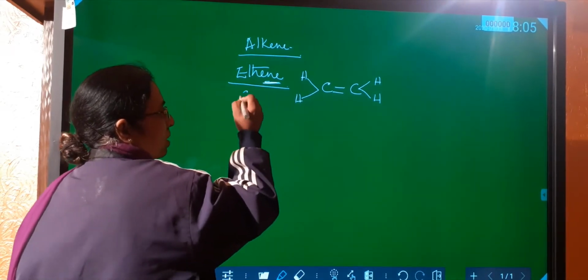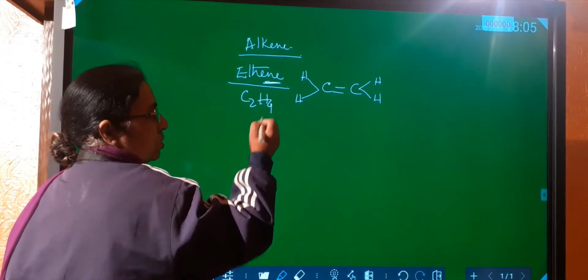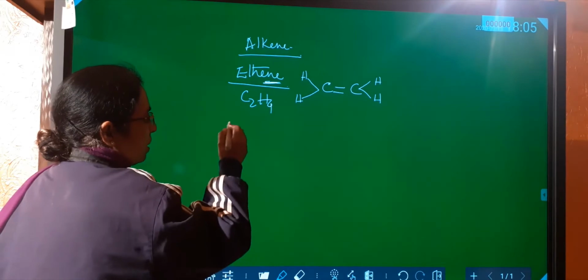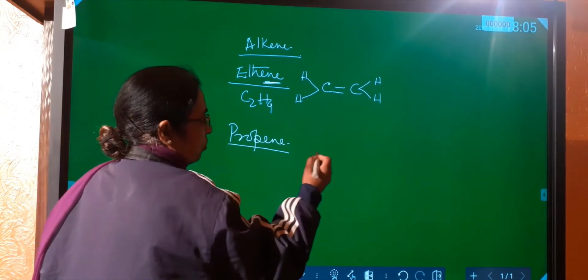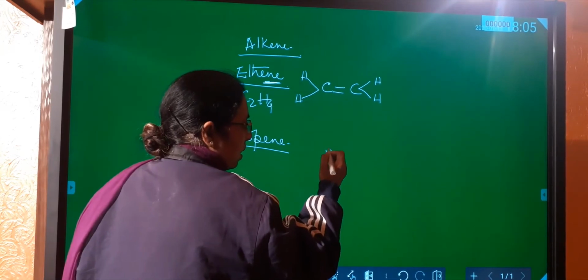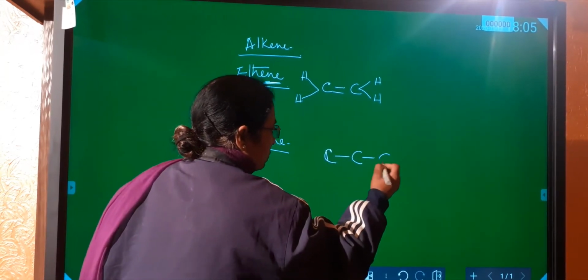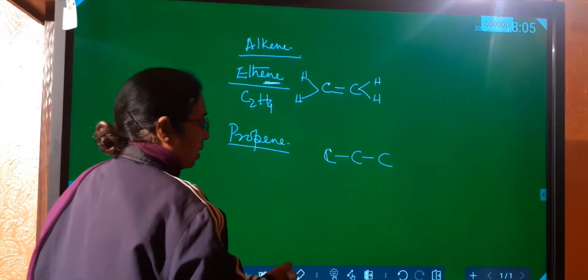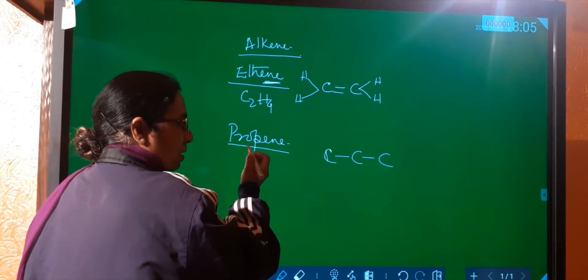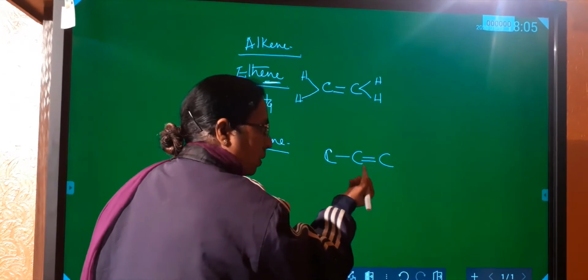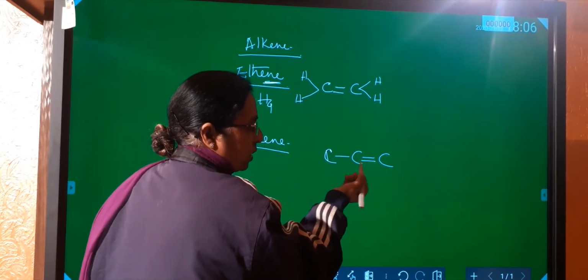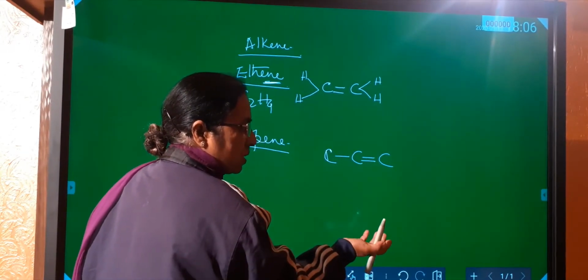C2H4 will be the C2H4. Alright, similarly let us write for propene, the structure of propene. Since it is 3 carbon, first we will be drawing 3 carbon, and in propene there will be 1 double bond. This double bond we can draw over here also and over here also. For propene both are the same.